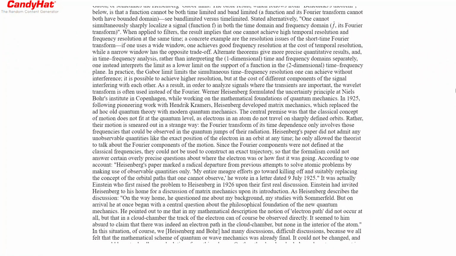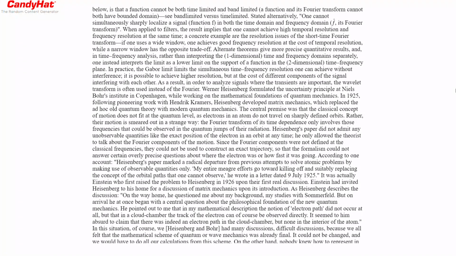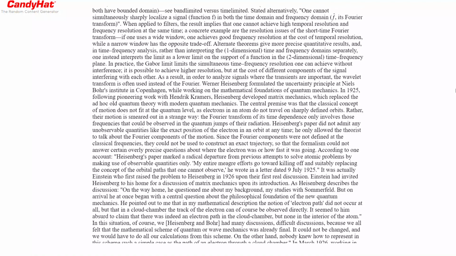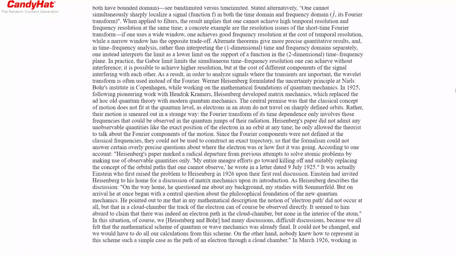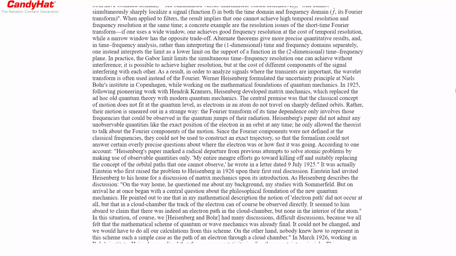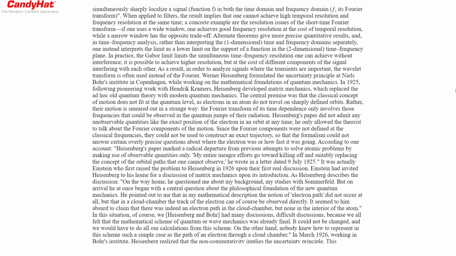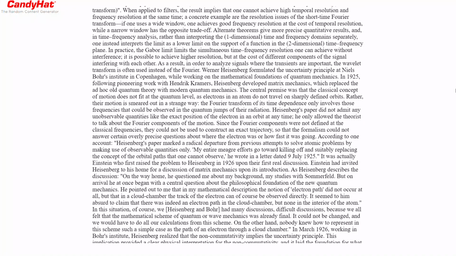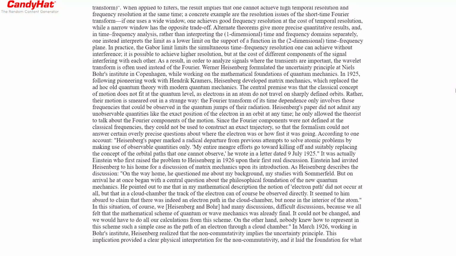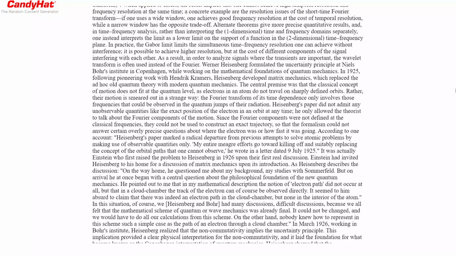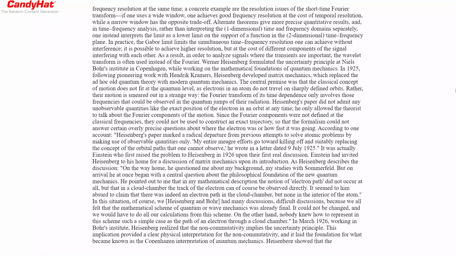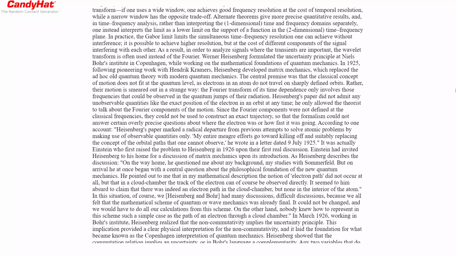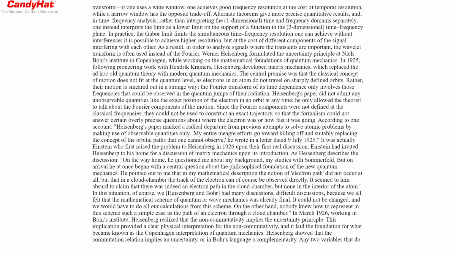Einstein had invited Heisenberg to his home for a discussion of matrix mechanics upon its introduction. As Heisenberg describes the discussion, "on the way home, he questioned me about my background, my studies with Sommerfeld. But on arrival, he at once began with a central question about the philosophical foundation of the new quantum mechanics. He pointed out to me that in my mathematical description the notion of electron path did not occur at all, but that in a cloud chamber the track of the electron can of course be observed directly. It seemed to him absurd to claim that there was indeed an electron path in the cloud chamber, but none in the interior of the atom."